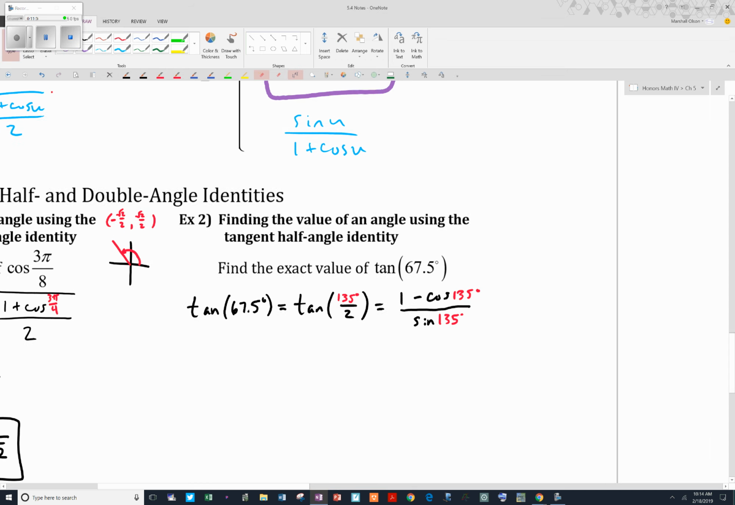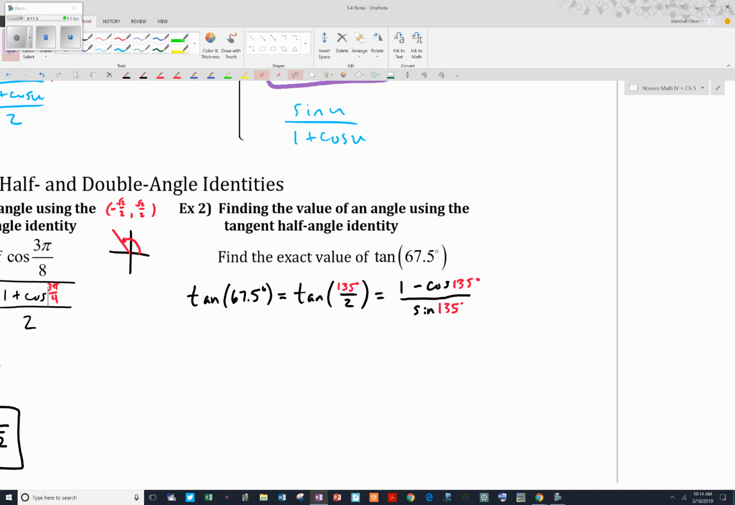We know the cosine is negative square root of 2 over 2. So we have negative square root of 2 over 2. And actually, let's be smart about this. Let's just call that plus square root of 2 over 2 right away, minus a negative. And that's going to be over the sine of 135, which is the square root of 2 over 2.